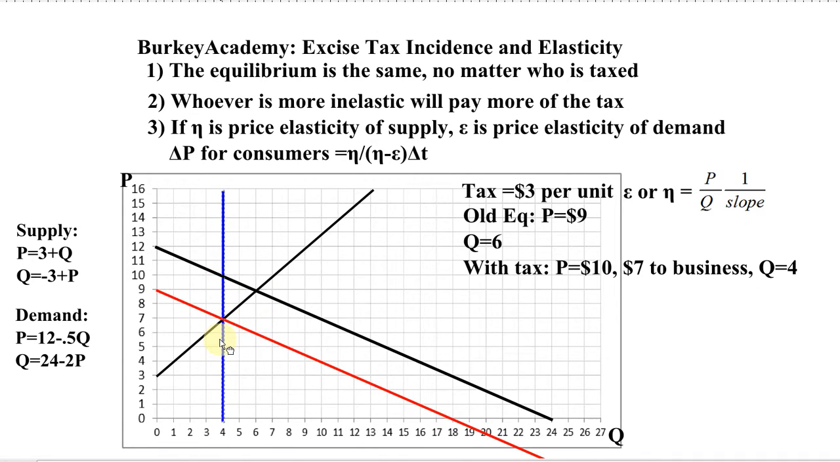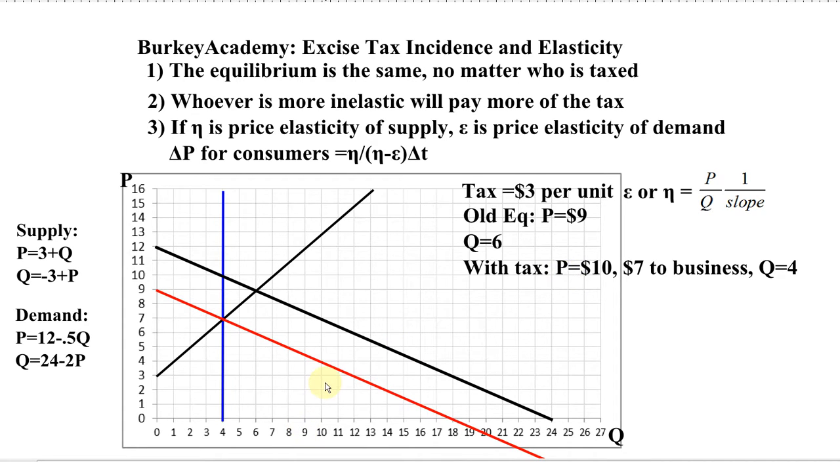So let me bring this little blue bar over here. It's the same result no matter whether the business pays the tax or whether the consumer pays the tax. The equilibrium quantity is going to be 4. What the business ends up keeping is $7. And the total price the consumer is going to be paying per unit is going to be $10, regardless of whether they have to mail in the tax or they just pay the business $10 and then the business mails in the tax. It's going to be the same result.